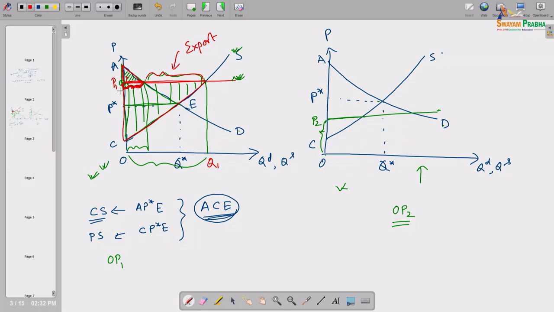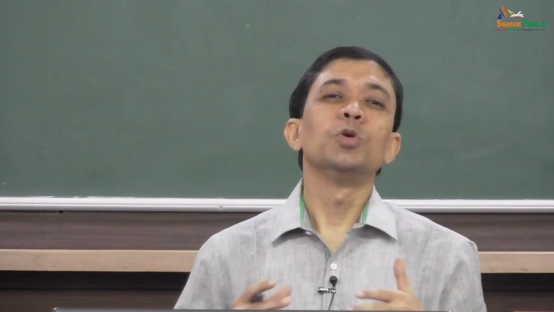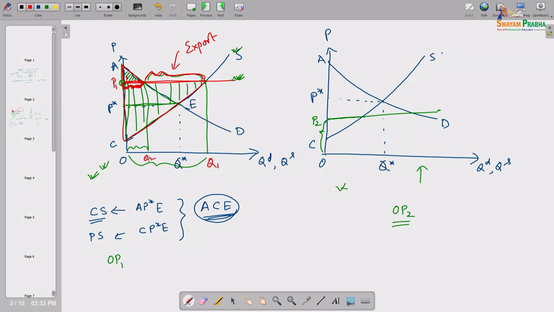When the international price level is above our domestic equilibrium price level, in a closed market, closed economy, and we open up the country to international trade, what will happen? This country can export the commodity outside. How much export? This much will be the export, because OQ1 is the sale of our producers of that commodity. Out of that, say OQ2 amount is purchased by our own customers only. The remaining is purchased by people from outside this country. That is called export. So, this much, Q2 to Q1, is the amount of export we could do.